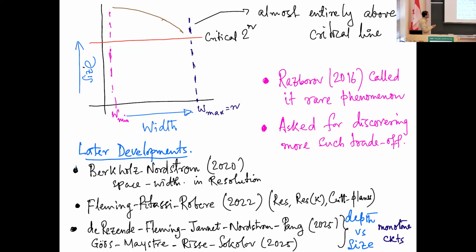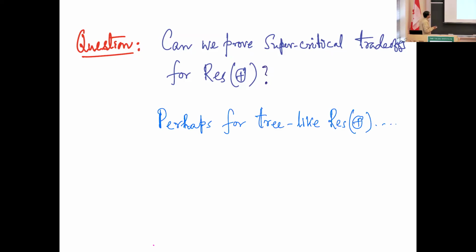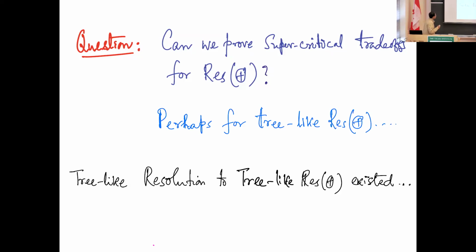So our work is in this vein, where we try to see if supercritical trade-offs can be proved for Res(lin), resolution with parity clauses added. So this is the question we had in mind. Of course, we cannot hope to prove it for general DAG-like Res(lin) because there are no strong lower bounds. Okay. So the question is, can you prove it for tree-like? Because for tree-like, in the original paper of Itsykson and Sokolov, they already proved several lower bounds. And moreover, we have had lifting theorems for tree-like Res(lin) for a while.